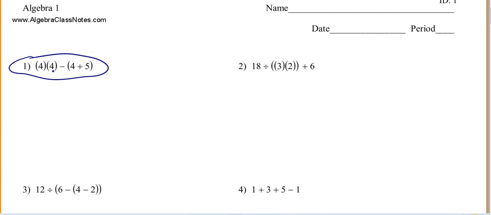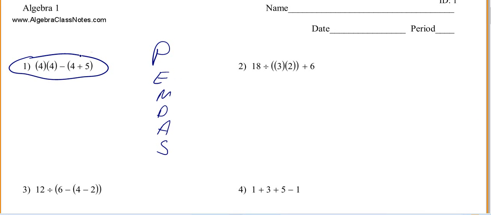You've got 4 times 4 minus the quantity of 4 plus 5. So you've got to remember PEMDAS, right? Please excuse my dear Aunt Sally. Parentheses, exponents, multiplication, division, addition, subtraction. If you need more explanation on this, go back and look at the video on order of operations. Otherwise, let's just keep going.